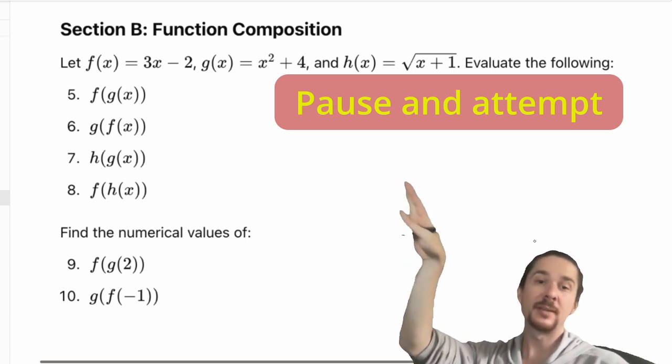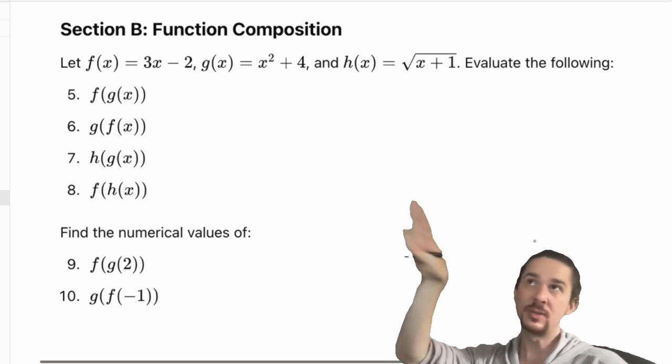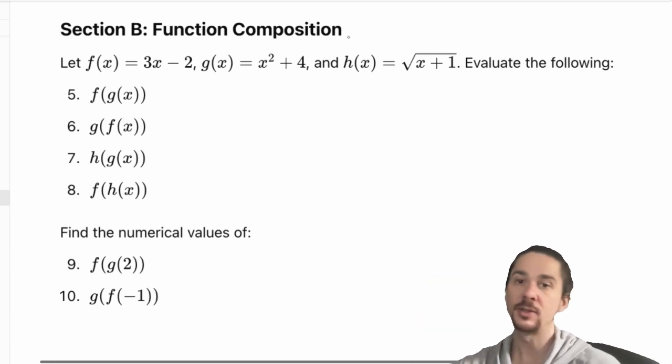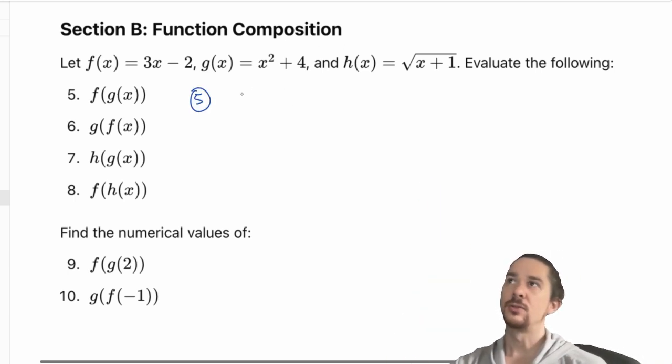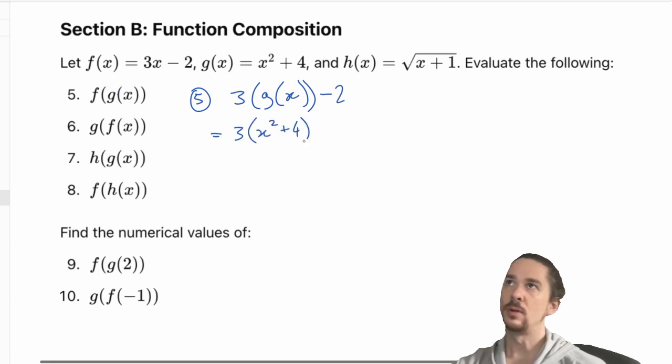We have 4 examples just of nesting, and we're going to do different combinations with the 3 functions they've given us. So f of g of x is going to be 3 times g of x minus 2, or in other words, 3 times x squared plus 4, minus 2, 3x squared plus 12 minus 2, so plus 10.